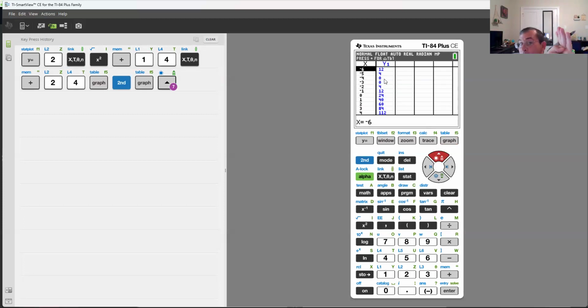Now, the reason it's not showing our vertex is because it's not plotting the points as fractions. It's going through the whole numbers, okay? So I'm just going to use negative 4, 0 as my other point.